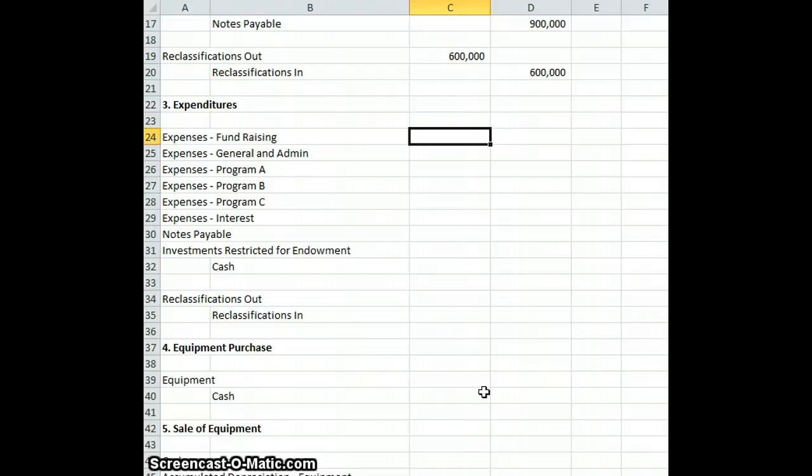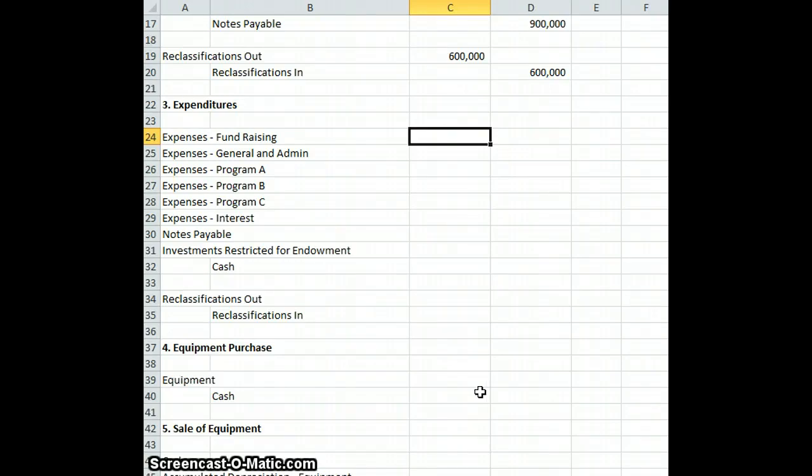Next, we have some expenditures. We have unrestricted resources that we've used from our unrestricted funds. We have fundraising of $100,000, general and admin of $80,000, aid to children, program A of $320,000. We have from restricted sources, aid to the elderly, $200,000. We have aid to handicap, $400,000. We paid a tenth of the note principal, $90,000. We have 6 months interest of $54,000 and endowment investments of $450,000.